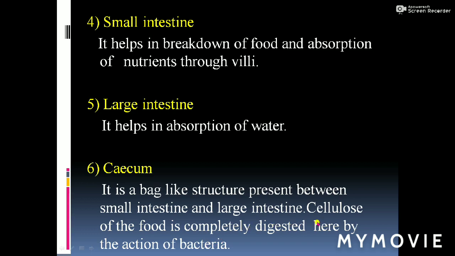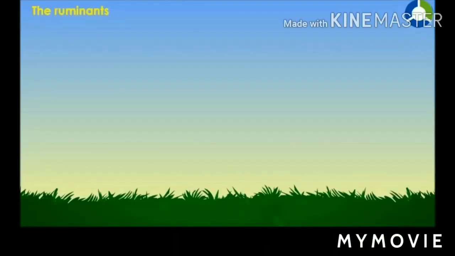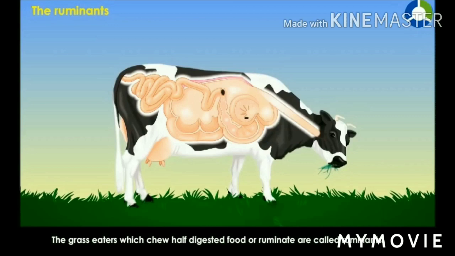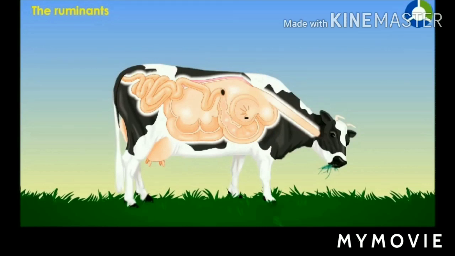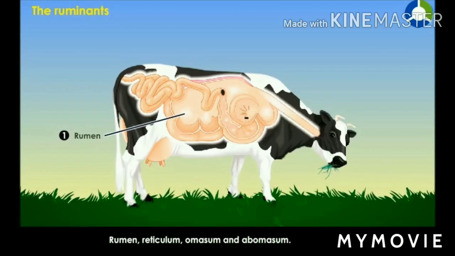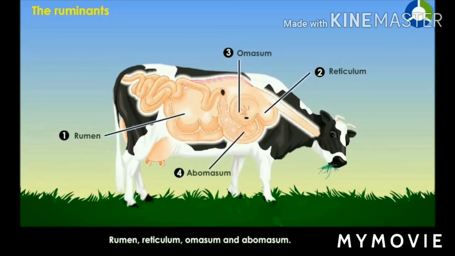So again here you see that cellulose is digested first in the rumen and then in the cecum. The picture will be shown to you. The ruminants, the grass eaters which chew half-digested food or ruminate, are called ruminants. They have special stomachs which are divided into 4 compartments: rumen, reticulum, omasum, and abomasum.